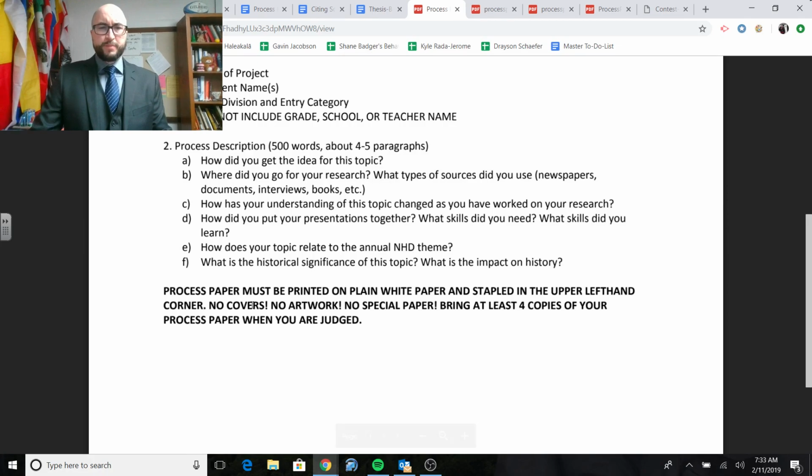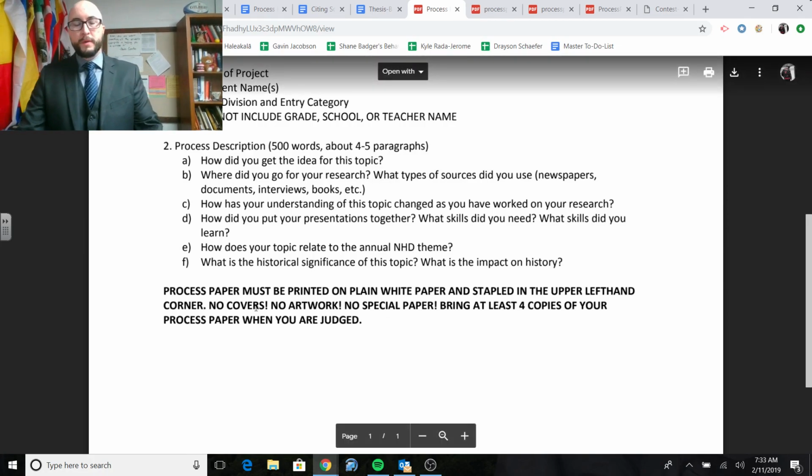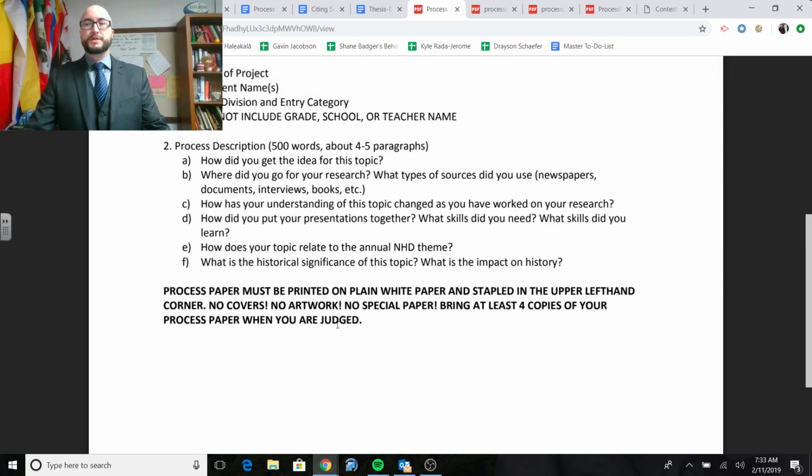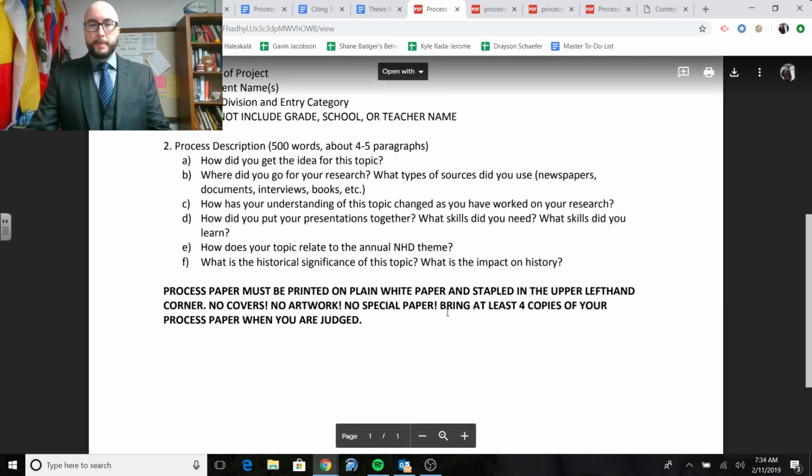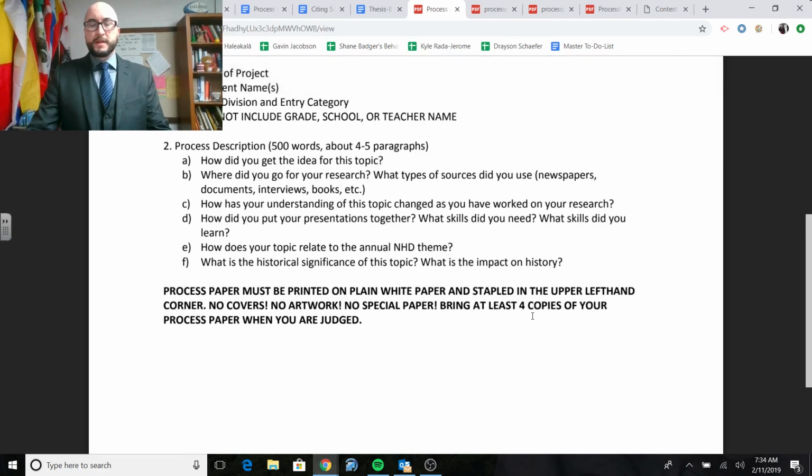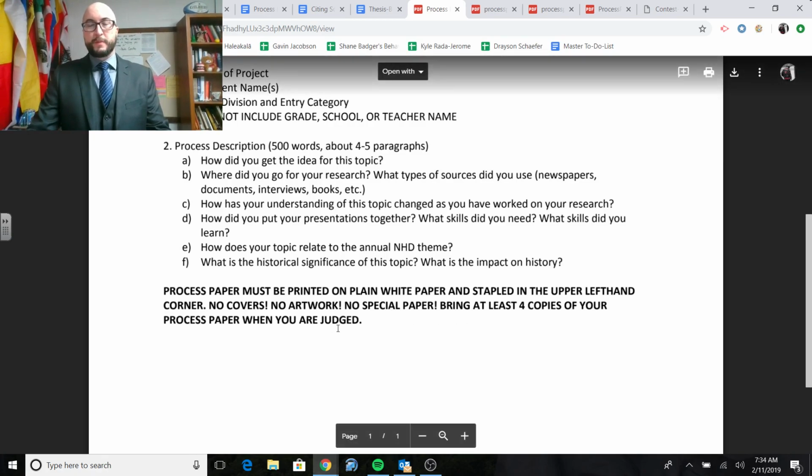And the final part says the process paper must be printed on plain white paper and stapled in the upper left-hand corner. No covers, no artwork. So basically, do not draw on the cover. Do not put it in a binder. Make sure it's just the pieces of paper stapled to each other. Just printer paper would be fine. And then you want to bring at least 4 copies of your process paper when you're judged.